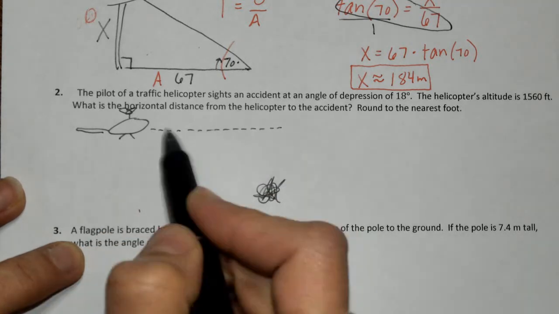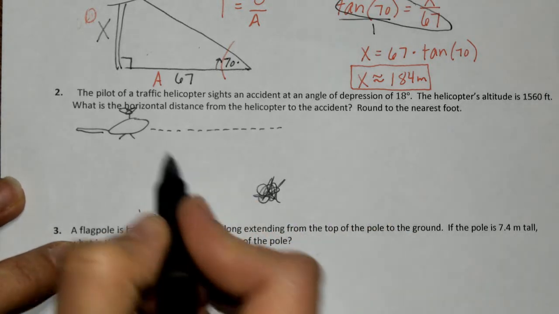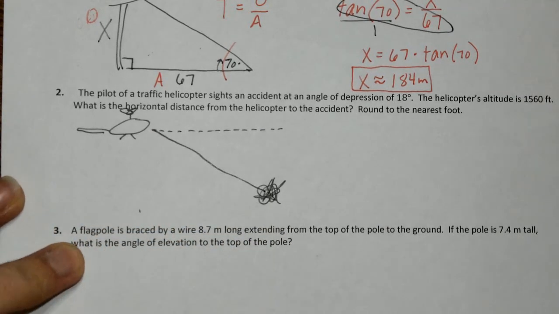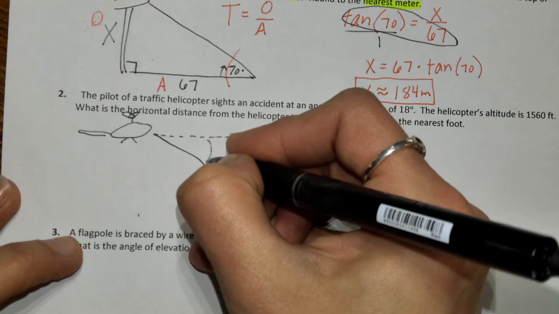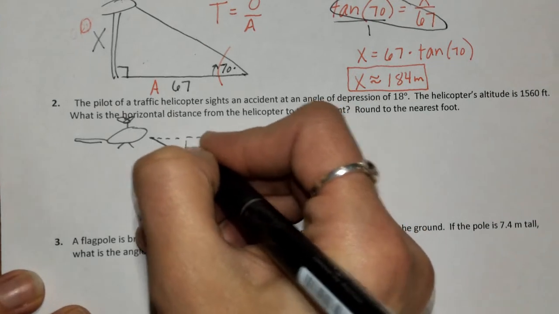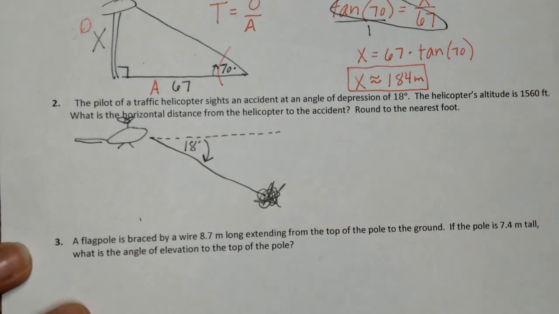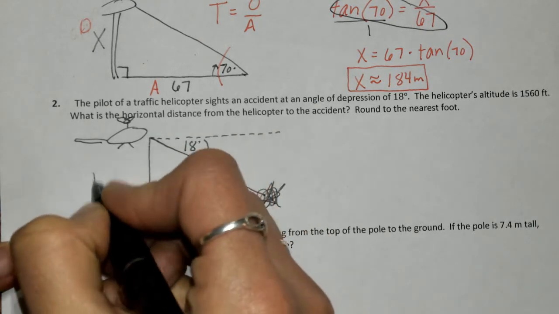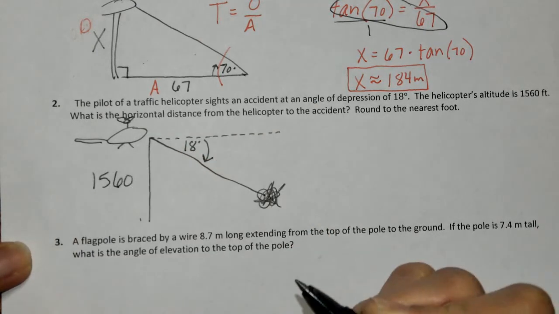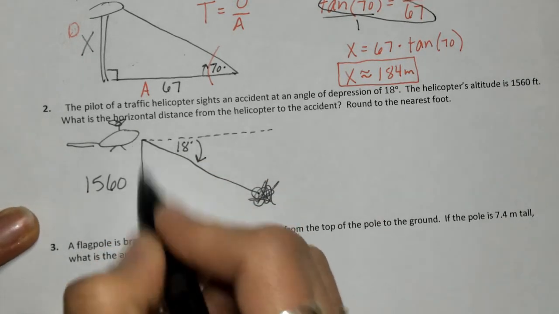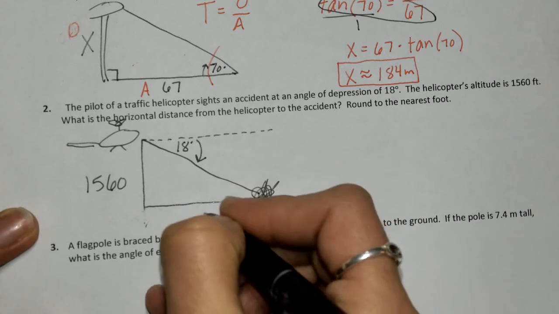Rewind, that's not the line of sight, that's the horizontal distance we're going to need. The line of sight, he's going to go from, he's looking downward at this accident, sorry for the crooked line. The angle of depression right here, from straight ahead down to that site, is 18 degrees. We know his altitude, so how high up in the air he is, is 1,560 feet. We want to know the horizontal distance from where he's floating above to that accident. This is what we want.